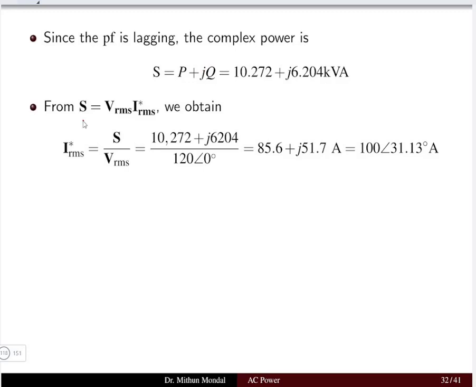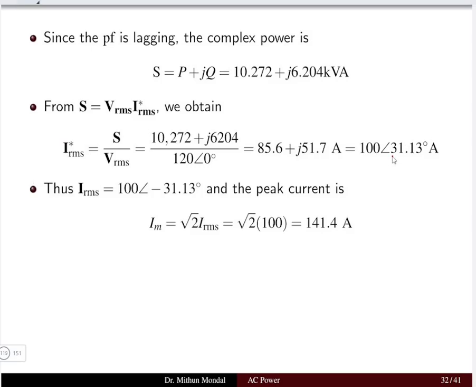Now, complex power is basically the product of the RMS voltage multiplied with the conjugate of the current. So, using this formula, we can calculate the conjugate of the current. In the numerator we have the complex power S, and in the denominator the RMS value of the voltage. These are all in phasor format. So, we are getting the current as 100 angle 31.13. Now note down, this is the conjugate of the current.